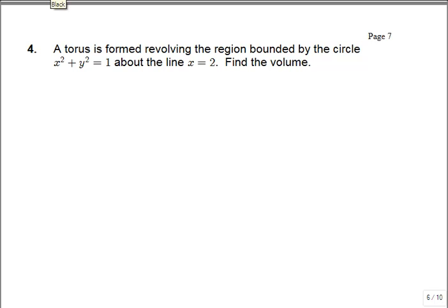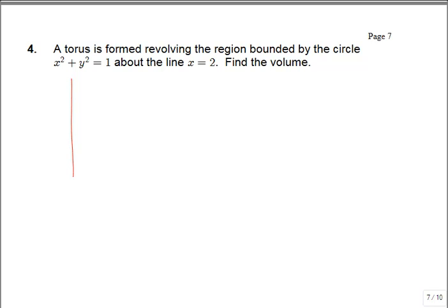Okay, on the next example, we have a torus. A torus is a shape that is formed by revolving the region bounded by the circle x squared plus y squared equals 1 about the line x equals 2, and we want to find the volume. So let's draw what this is going to look like.